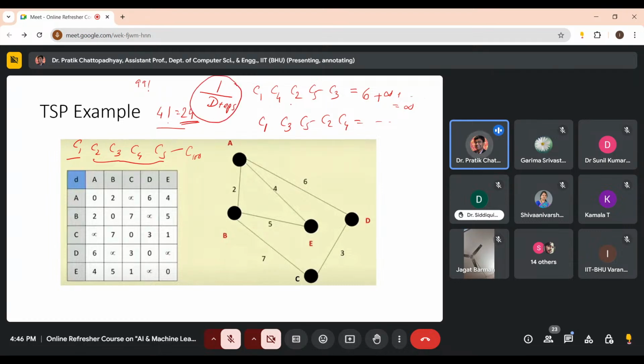So we will find this summation, 1 by D, which will give an estimate of how fit this chromosome is. The higher the value, the better the solution. So that is the idea.